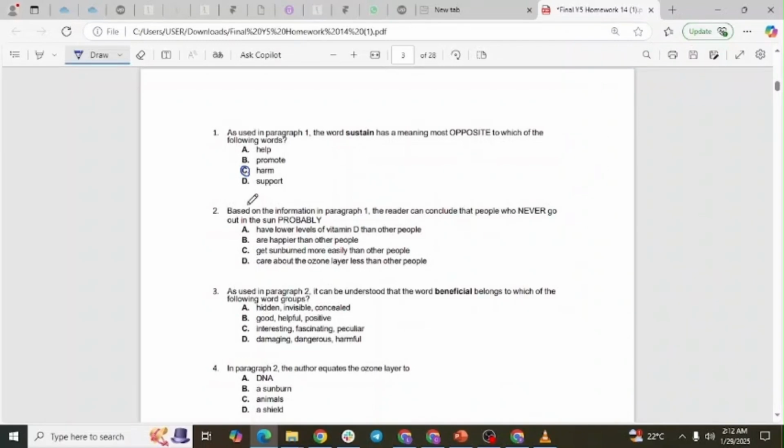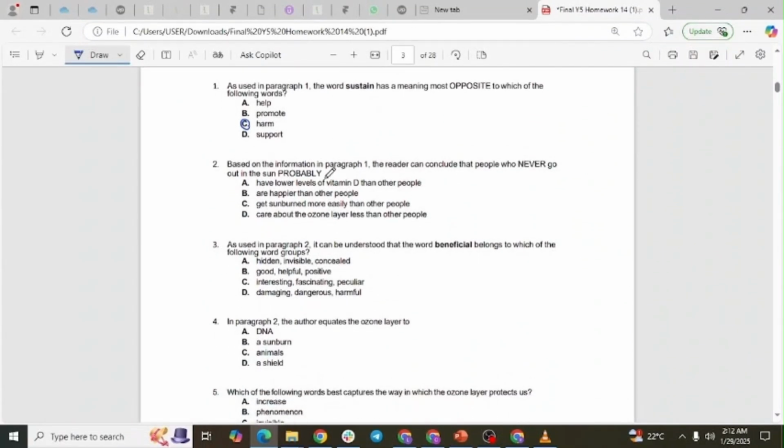Question 2. Based on paragraph 1, people who never go out in the sun probably A. Have lower levels of vitamin D than other people. B. Are happier than other people. C. Get sunburned more easily than other people. D. Care about the ozone layer less than other people. Answer. A. Have lower levels of vitamin D than other people. Explanation. The text states our bodies need sunlight to produce vitamin D, so those never exposed to sunlight likely have less vitamin D.